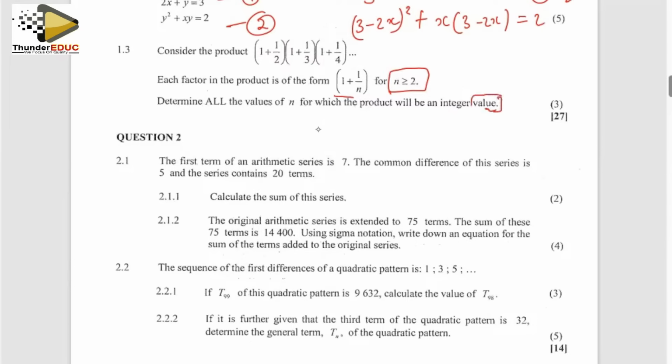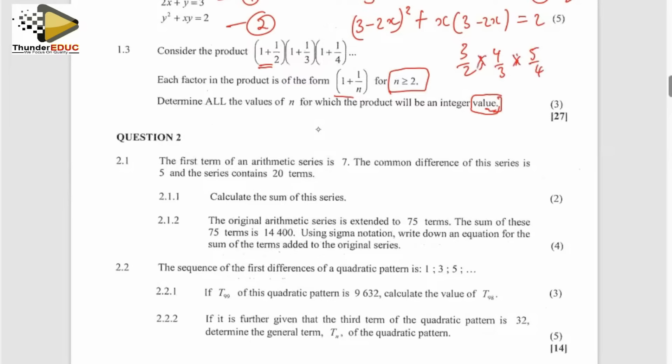Now, when you talk about an integer, it's either we're dealing with positive or negative whole numbers. Okay? Now, what we need to understand is that if we look at the first bracket, let's change this into an improper fraction. That's going to be 2 times 1 is 2 plus 1. That's going to give us 3 over 2. Then 1 plus 1 over 3, that's going to give us 4 over 3. And then that's going to be 5 over 4.